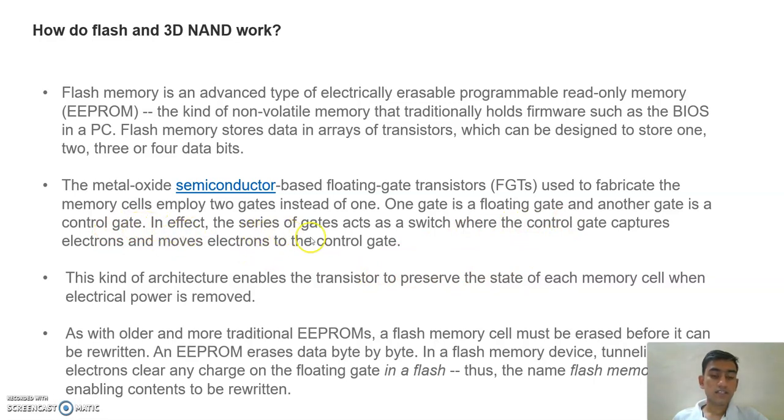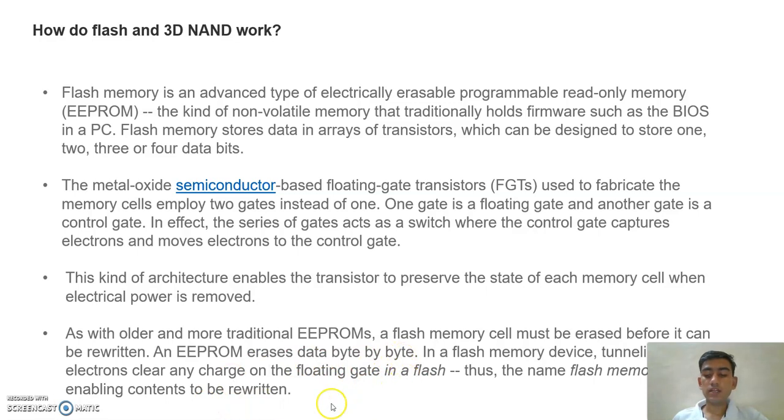In effect, the series of gates act as a switch where the control gate captures electrons and moves electrons to the floating gate. This kind of architecture enables the transistors to preserve the state of each memory cell when electrical power is removed. As with older and more traditional EEPROM, a flash memory cell must be erased before it can be rewritten. An EEPROM erases data byte by byte.